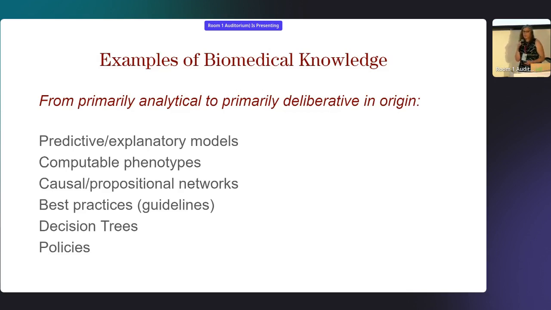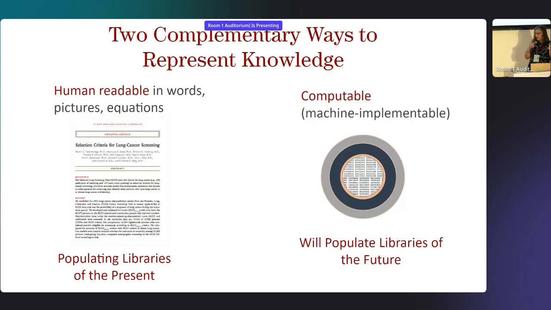How should we go about this process? For a very long time, we worked with the type of knowledge on the left, human readable knowledge. We read it, it's text. It's very, very old, but very reliable technology.